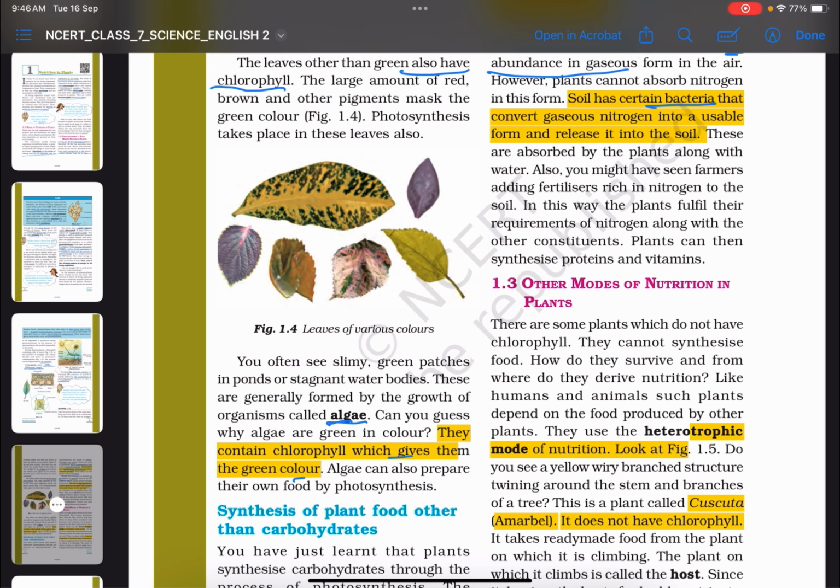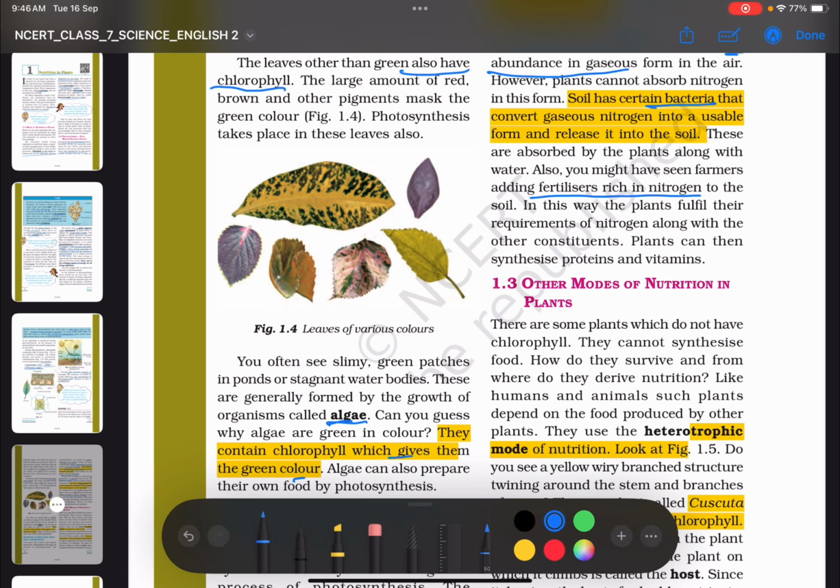Also, you might have seen farmers adding fertilizer rich in nitrogen to the soil. In this way, the plants fulfill their requirements of nitrogen along with the other constituents. Plants can then synthesize proteins and vitamins.